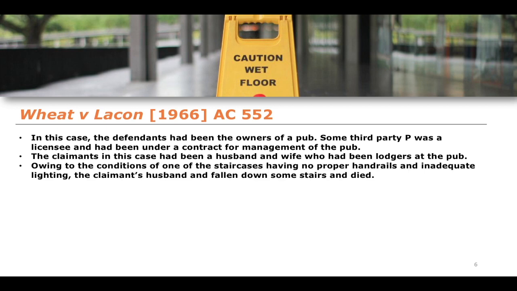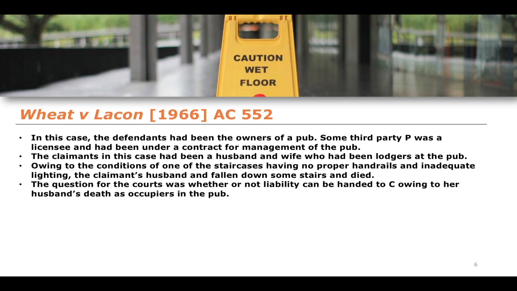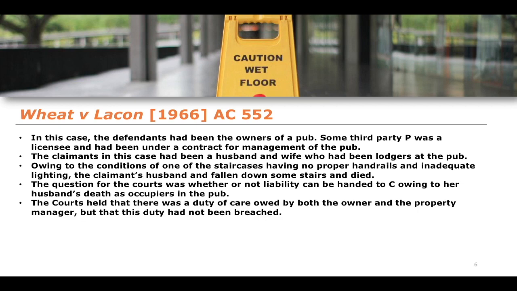And owing to the conditions of one of the staircases, essentially they didn't have proper handrails and inadequate lighting, the claimant's husband, the husband in this relationship, had fallen down the stairs and unfortunately died as a result of this accident. The question for the courts was whether or not liability can be handed to C owing to her husband's death as occupiers in the pub. So where can liability arise, essentially?